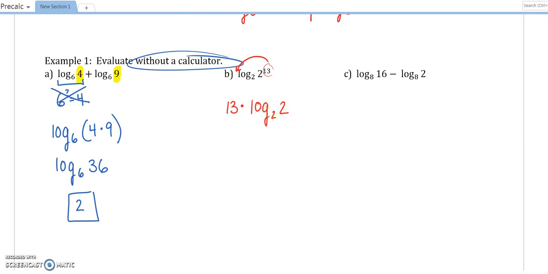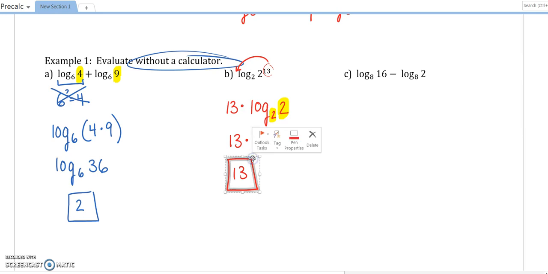And then hopefully this looks familiar. When your bases match, that's like saying, what exponent turns 2 into 2? Well, that's just 1. So we get 13 times 1, which is just 13. Alright, one more basic one, just making sure we really got these properties down.